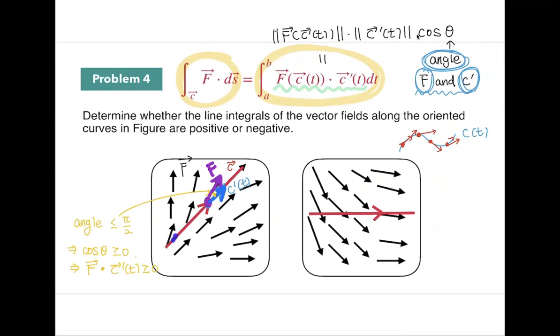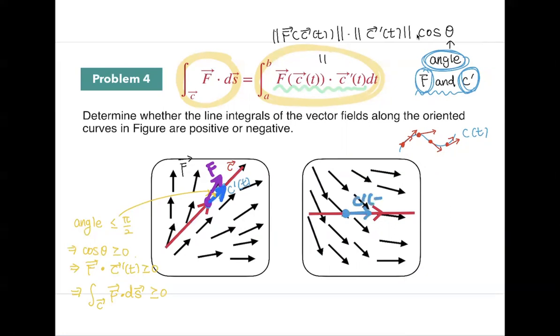At this point, this integrand is positive, so we can say that the integration of f, the product, must be positive. Okay, we can say that like this. Let's think about the second case. In this second case, let's think about the tangent vector first. Tangent vector is given by like this.